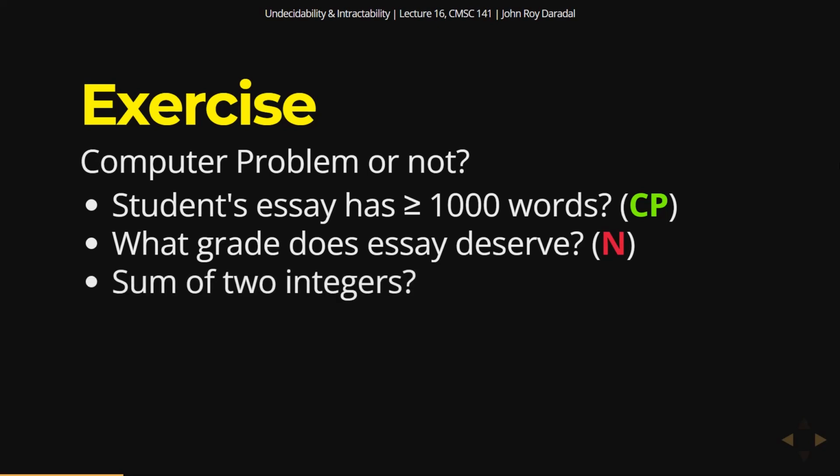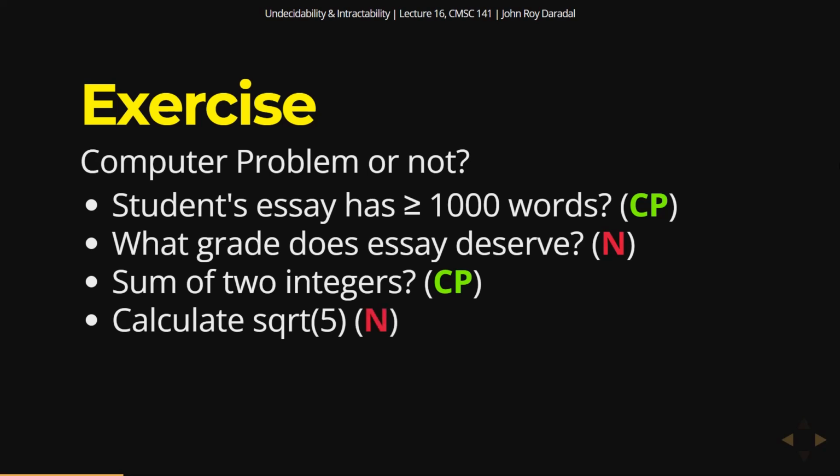Okay, how about sum of two integers? Well, simple. This is a computer problem because the computer can always give you the sum of the two integers. How about calculating square root of 5? Is this a computer problem or not?